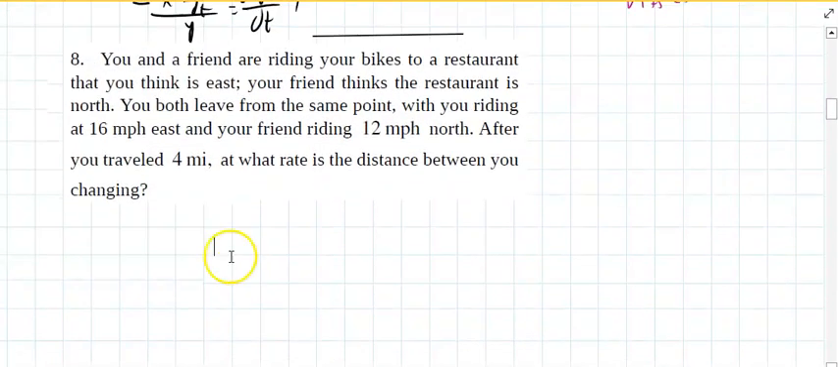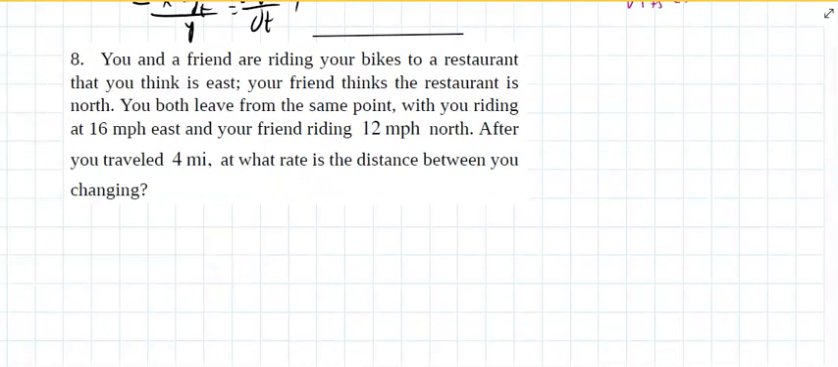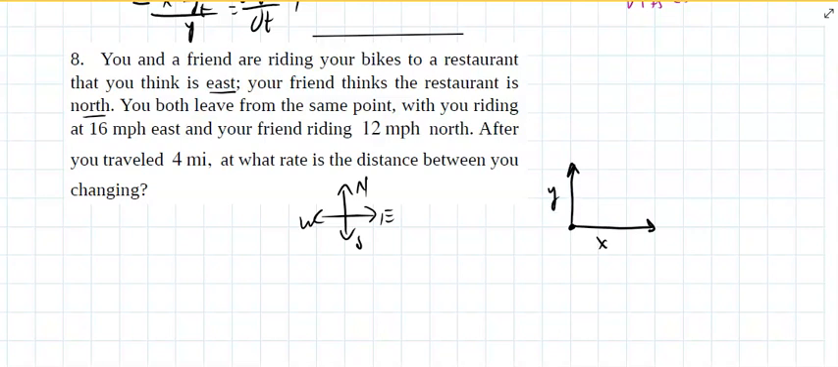You and your friend are riding your bikes to a restaurant that you think is east. Your friend thinks it's north. You leave from the same point. You are heading east. Your friend is heading north.